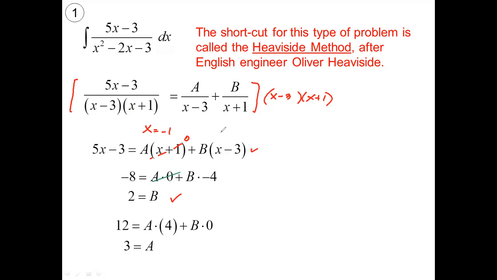Now, you can also assign x equal to 3 here to make this 0. So this term is now 0. The other one will not be 0, because you'll have 3 plus 1, that would be 4, and you'll have a. If this is 3 times 5, that would be 15 minus 3, that will make it 12. So 12 is equated to 4a, which gives you a equal to 3. So this is the Heaviside method.